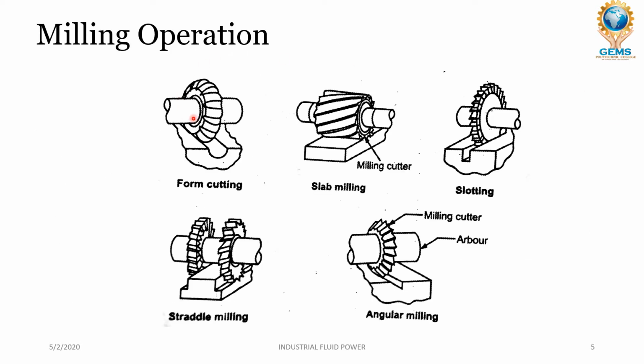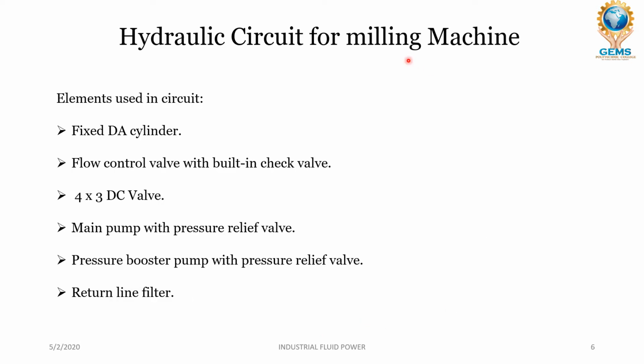So these are the milling operations. Now the types of milling operations, and here different types of milling tools. This is form cutting, this is slab cutting, this is for slotting, straddle milling and angular milling. And now we are going to see the hydraulic circuit for the milling machine. What are the elements used in the circuit?